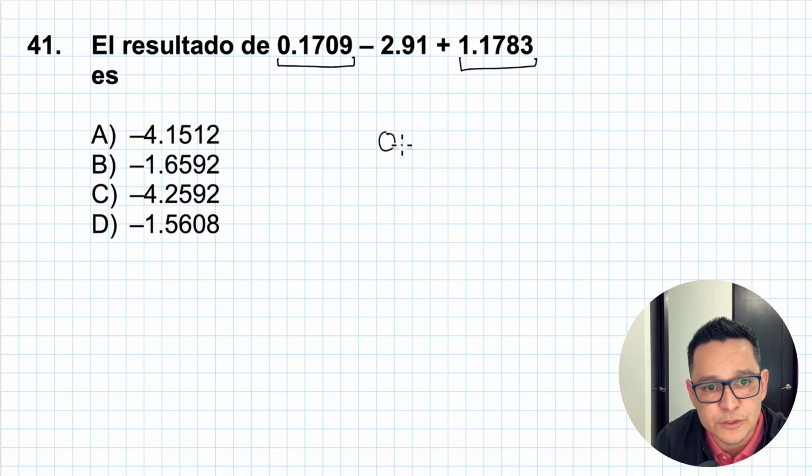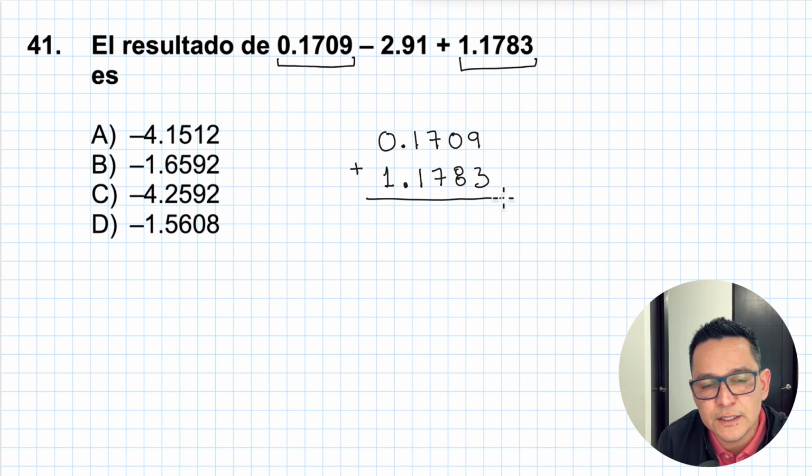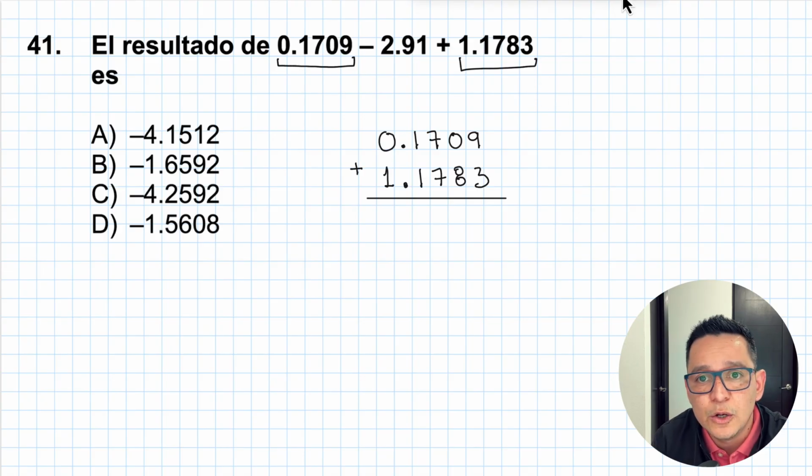So we write 0.1709, and to this we're going to add 1.1783. It's absolutely necessary to remember that when we're adding numbers with decimal points, the decimal points must be aligned. Okay, so come on, let's do the addition.